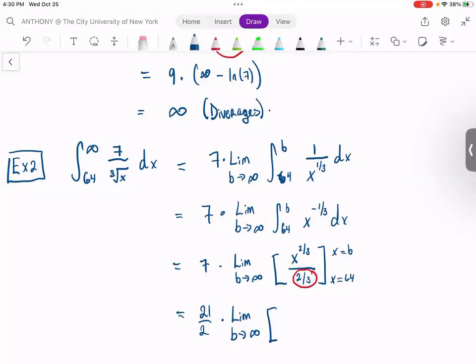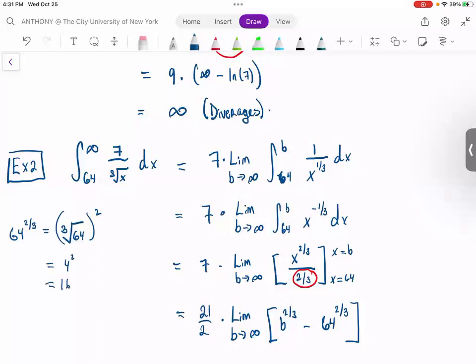So by the fundamental theorem of calculus, you're going to get b to the 2/3 minus 64 to the 2/3. Let's just figure out what the 64 to the 2/3 part is, and then I'll evaluate this limit. If you want to compute 64 to the 2/3, it's easier to take the cube root of 64 and then square that result. So what is the cube root of 64? 4. 4 squared is 16. So that piece is going to be 16.